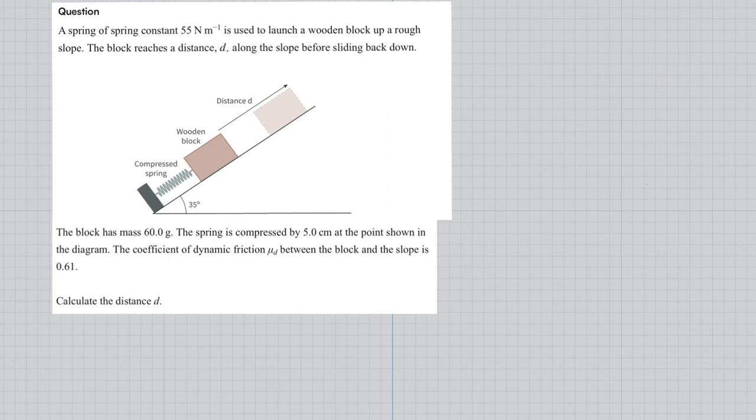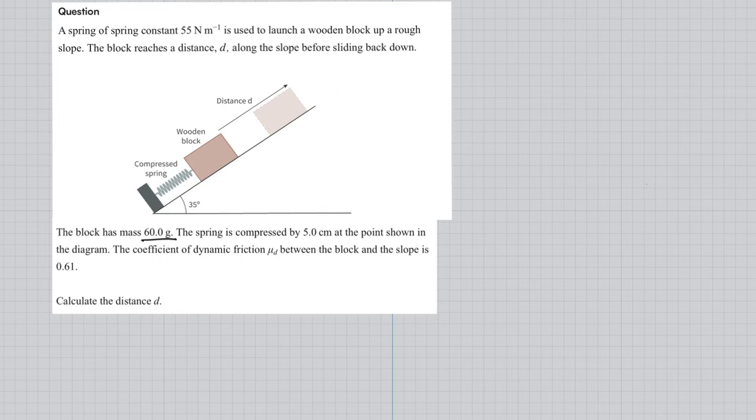So this question says, a spring with spring constant 55 newtons per meter is used to launch a wooden block up a rough slope. The block reaches a distance D along the slope before sliding back down. The block has a mass of 60 grams. The spring is compressed 5 centimeters from the point shown in the diagram. The coefficient of dynamic friction, mu D, between the block and the slope is 0.61. Calculate the distance D.